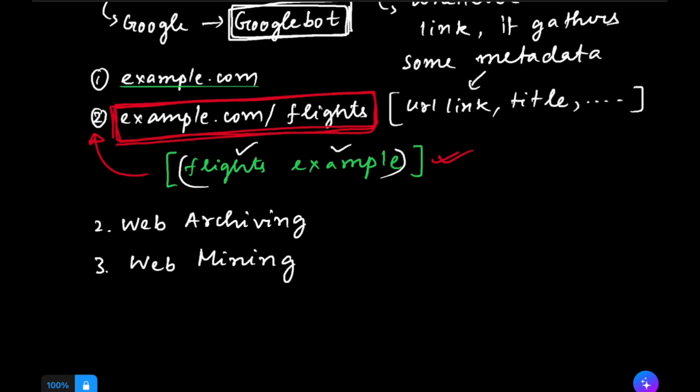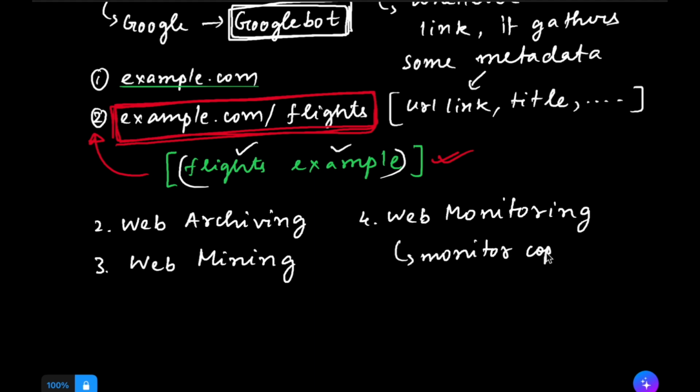Another is web monitoring. What is this web monitoring? It can monitor various copyright infringements which might happen whenever you upload something or you are using something, or something similar to this, like trademark infringements.